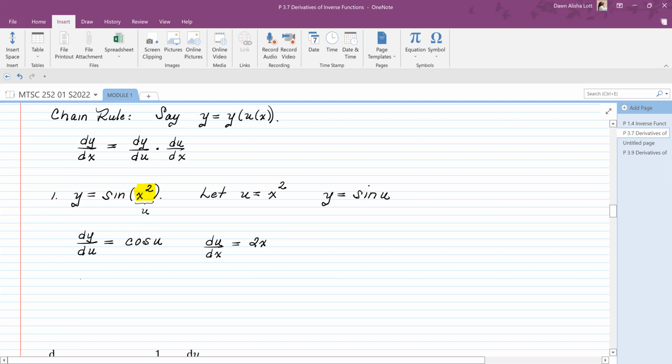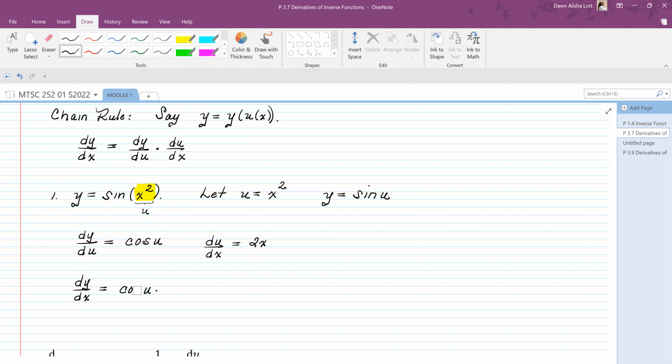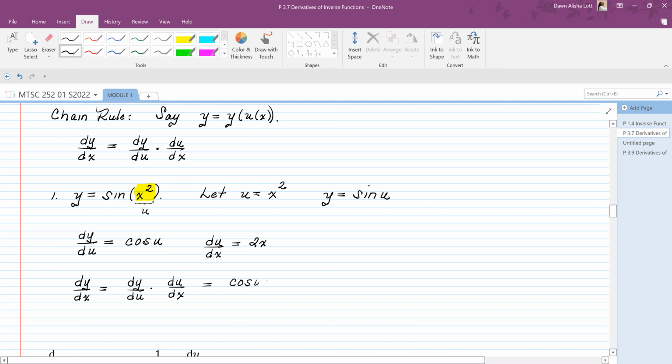So therefore, dy dx is the cosine of u times 2x. I'm sorry, I'm writing it. I'm going to put it all together. It is dy du times du dx. Dy du is just cosine of u, and du dx is just 2x.